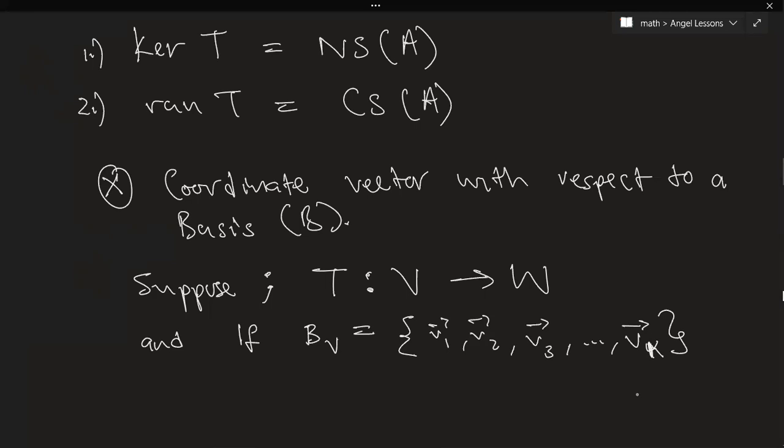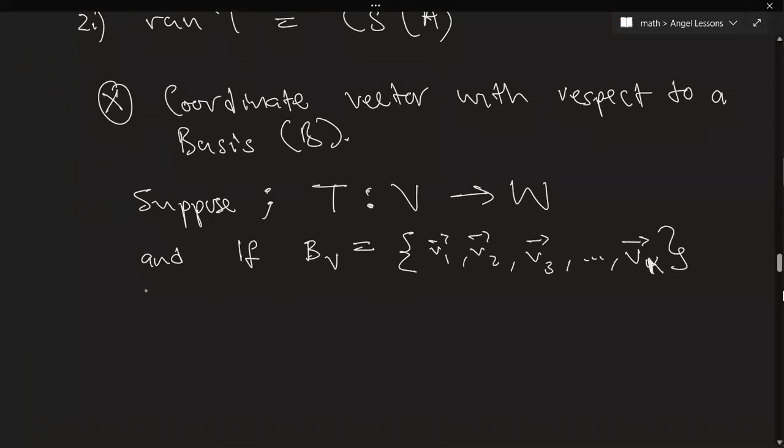Suppose now I take any other vector in V. Do we agree that if I have a basis, it means any other vector that I take in V can be written as a linear combination of these basis elements?